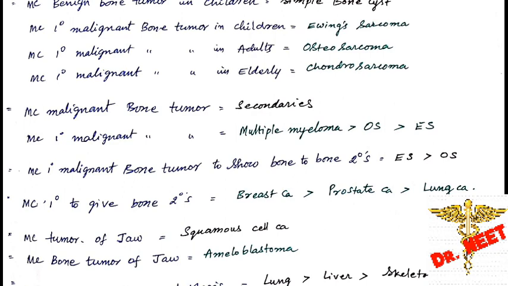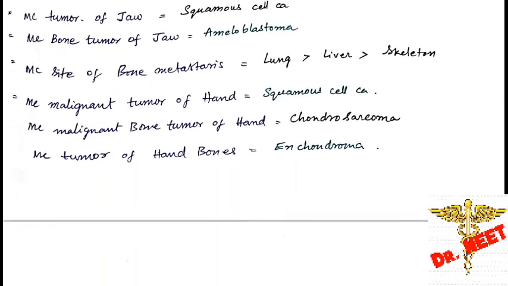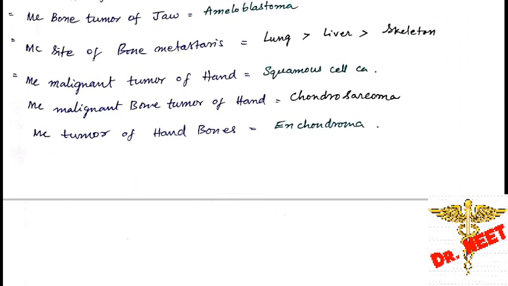Most common tumor of jaw is squamous cell carcinoma. Most common bone tumor of jaw is ameloblastoma. Most common site of bone metastasis is lung, more than liver, more than skeleton. Most common malignant tumor of hand is squamous cell carcinoma. Most common malignant bone tumor of hand is chondrosarcoma. Most common tumor of hand bones is enchondroma.